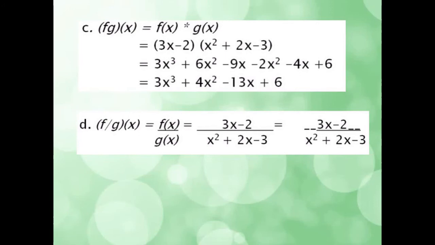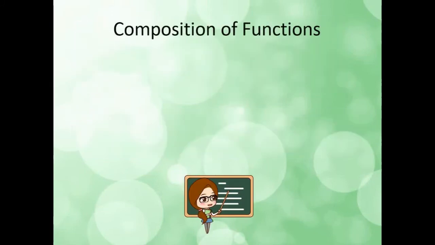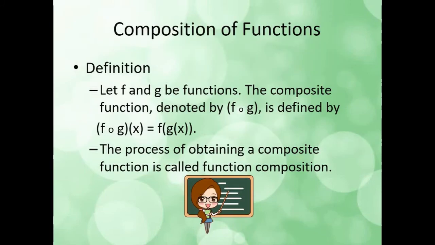Composition of functions. Definition. Let f and g be functions. The composite function, denoted by f circle g, is defined by (f circle g)(x), which is equal to f of g of x. The process of obtaining a composite function is called function composition.